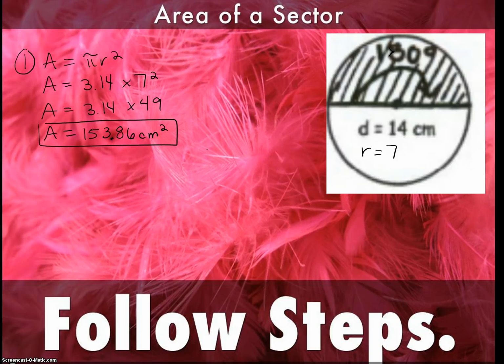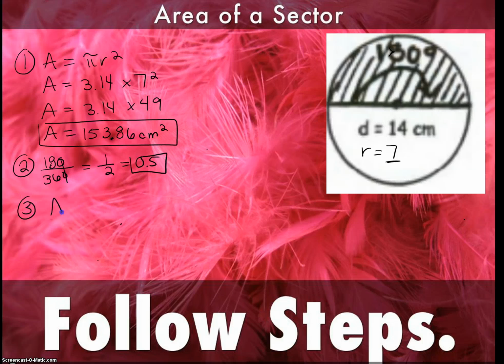Now, did you notice that the area is 153.86 centimeters squared? You had to first find the radius by dividing the diameter by 2. And now let's do the second step: let's find the fraction of the circle. We have 180 degrees over 360, and some of you can see that that's already just a half. And a half, you could either use the fraction or the decimal, 0.5, because it's terminating.